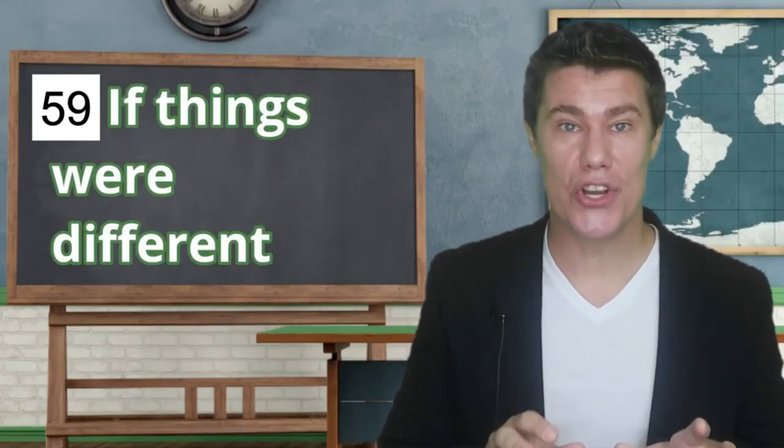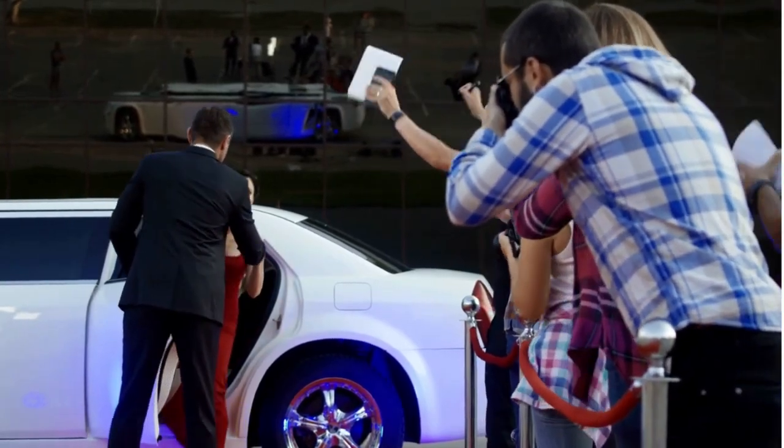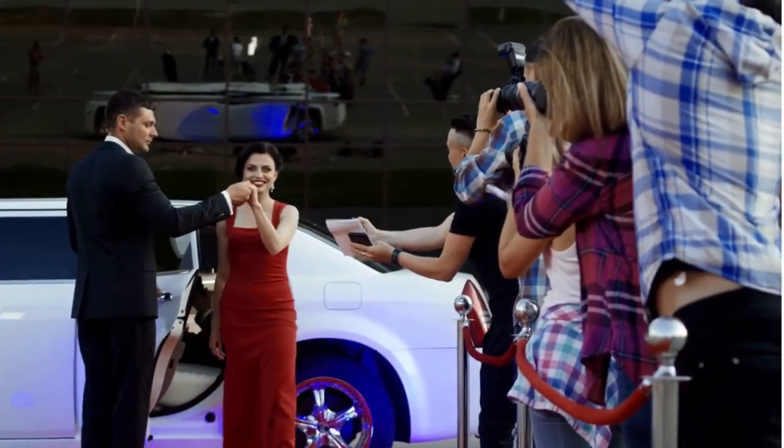If things were different. This activity gets the students to think out of the box to create an alternate history for a famous person. Place the students into groups. Then they have to think of a celebrity they know and write a list of what that celebrity has achieved in their life. It could be a sports star, a singer, a politician, anyone that's really famous.